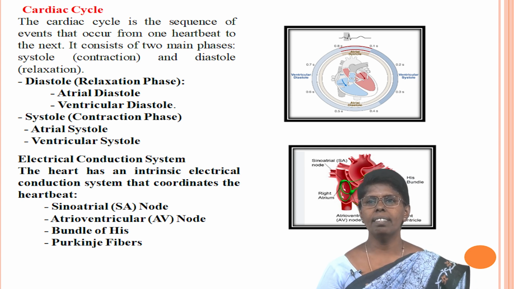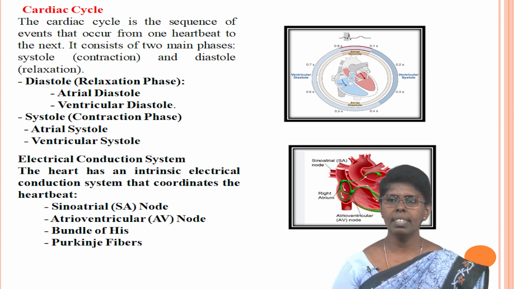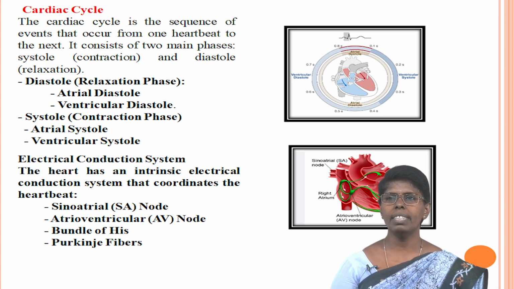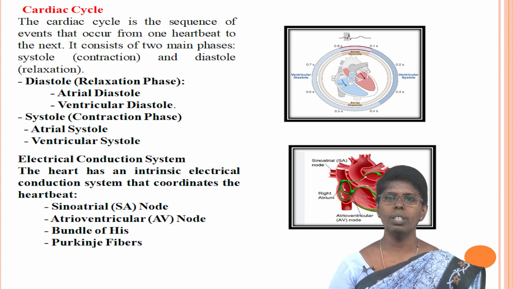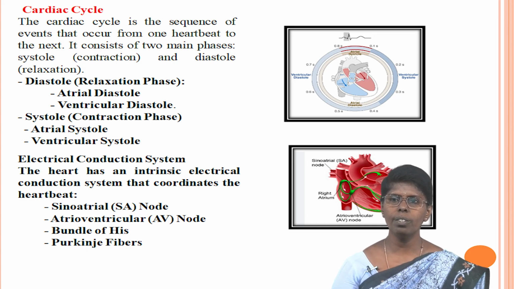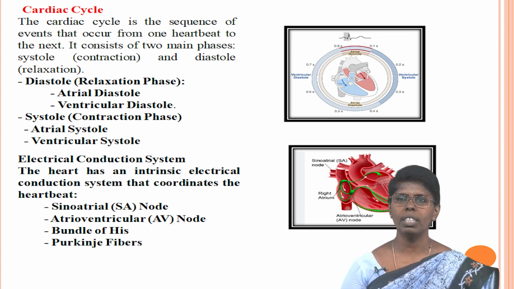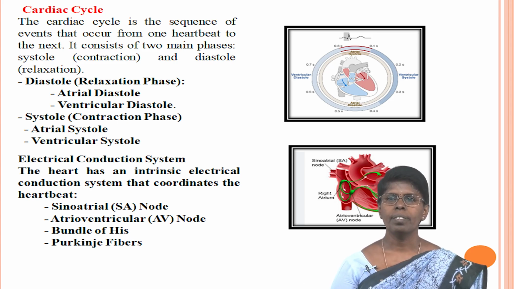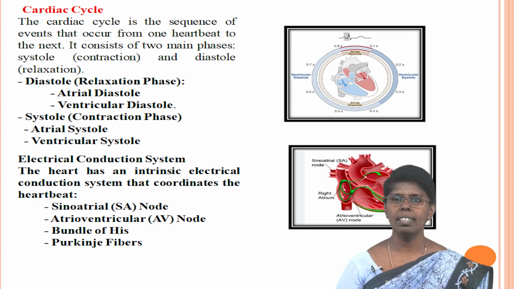The right ventricle pumps deoxygenated blood into the pulmonary artery to the lungs, and the left ventricle pumps oxygenated blood into the aorta, that is, to the rest of the body. The atrioventricular valves are closed to prevent backflow into the atria, and the semilunar valves open to allow blood to exit the heart. Now we will see the electrical conduction system.